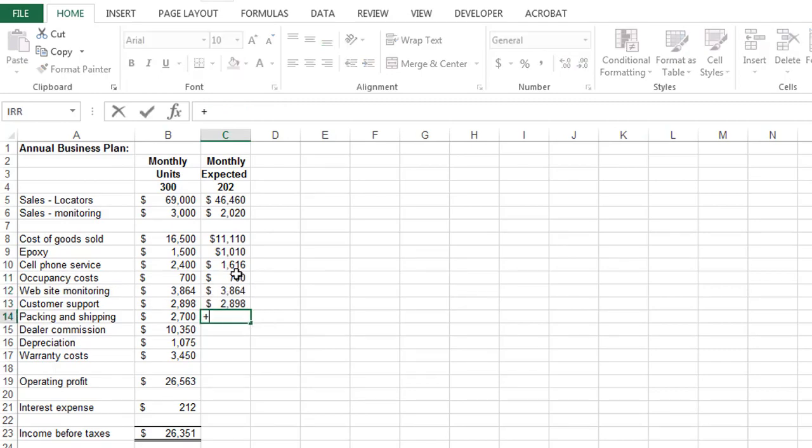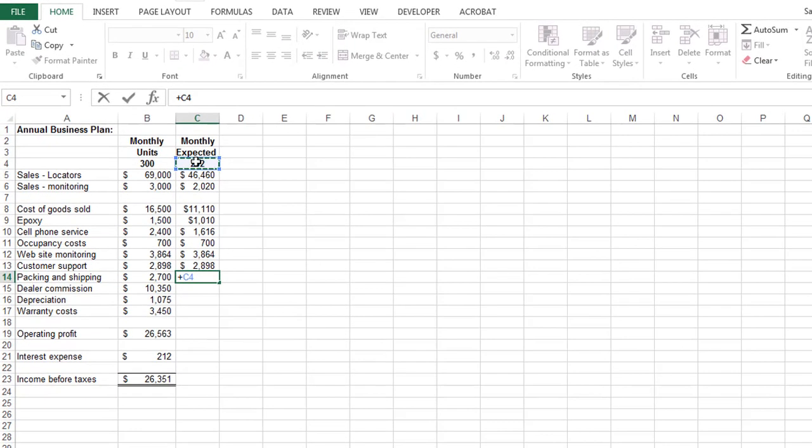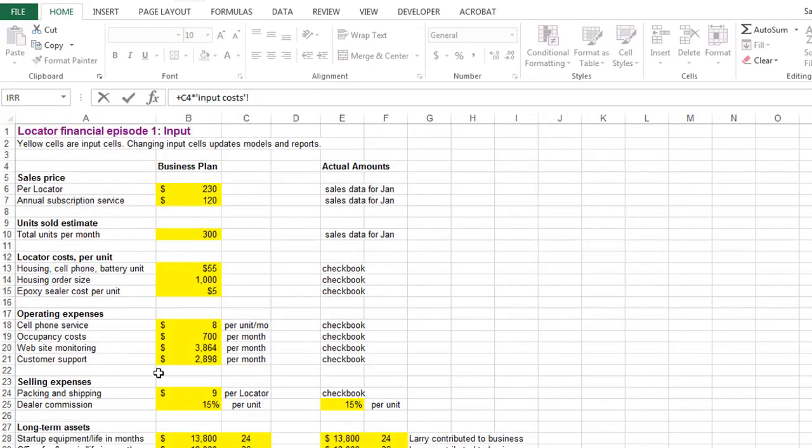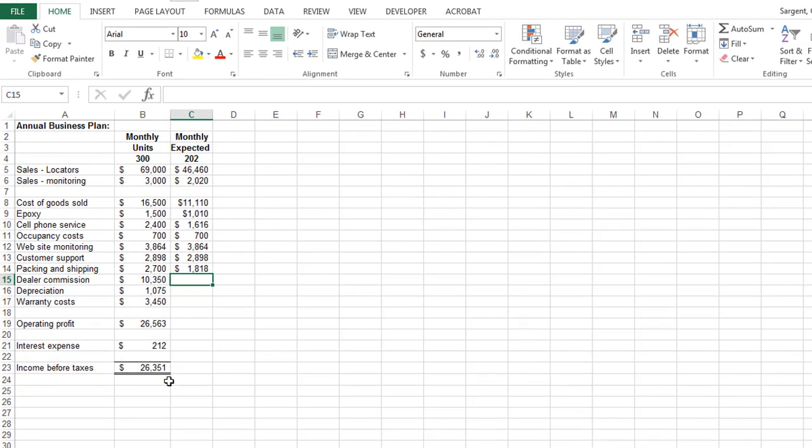Packing and shipping is variable. So 202 units times packing and shipping, $9 a piece. Dealer commission is based on the hardware sales. It's 15%.